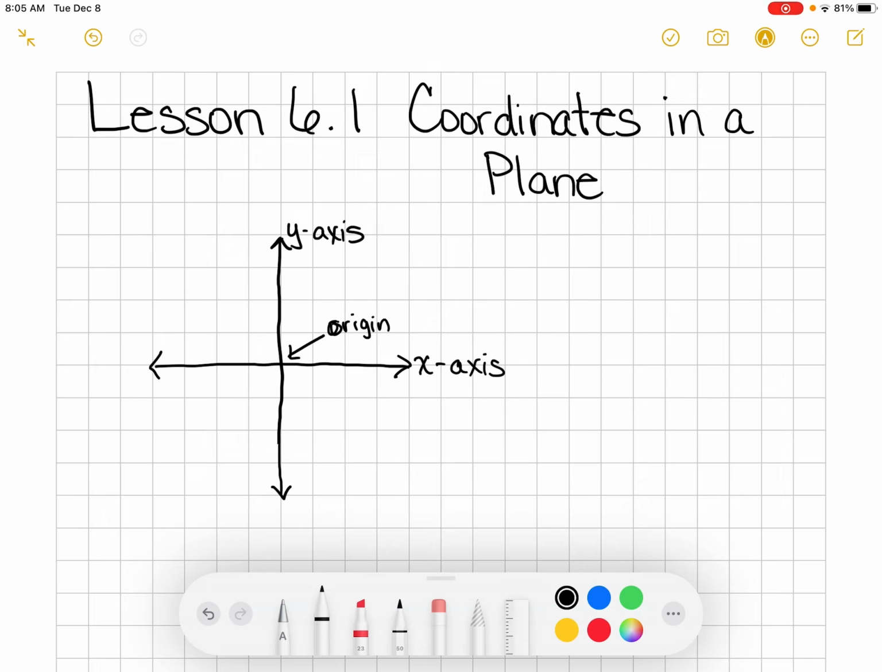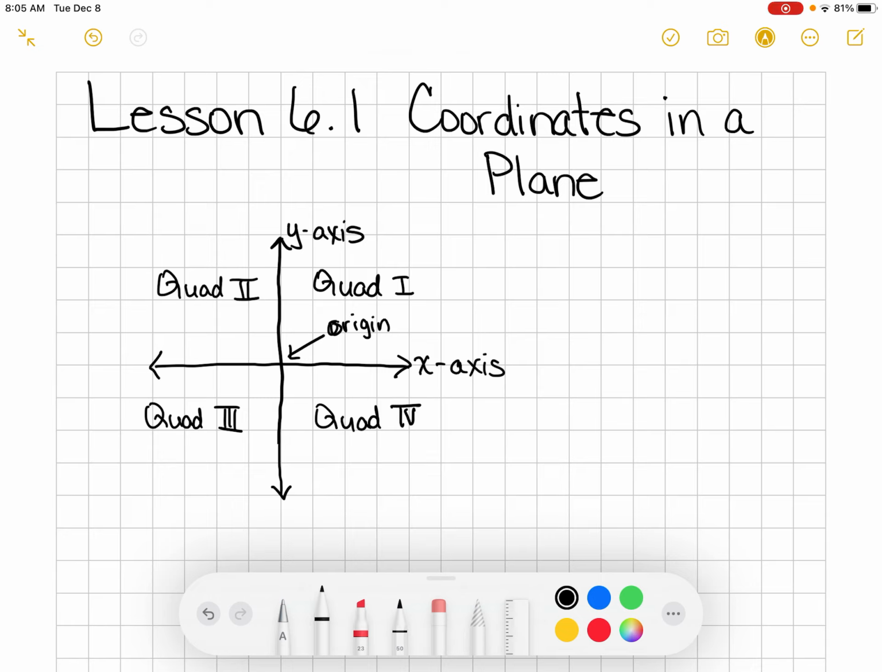Now, the last things you need to know are the quadrants. So this is quadrant 1. A lot of times you see it with the Roman numerals. If you put the numbers, that's fine also. This is quadrant 2. This is quadrant 3. And this is quadrant 4.